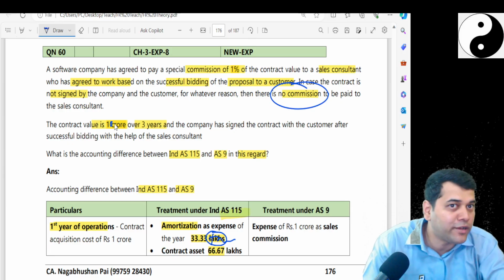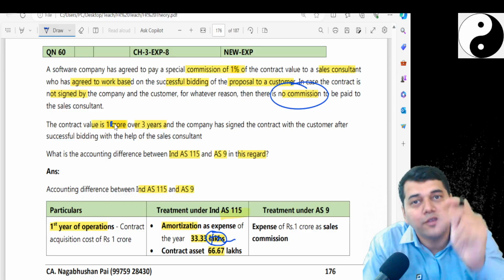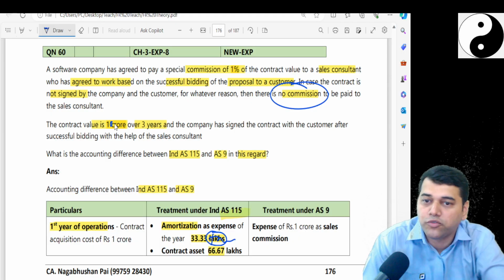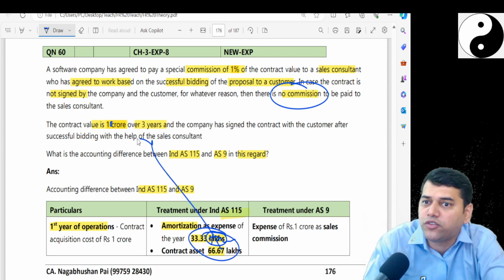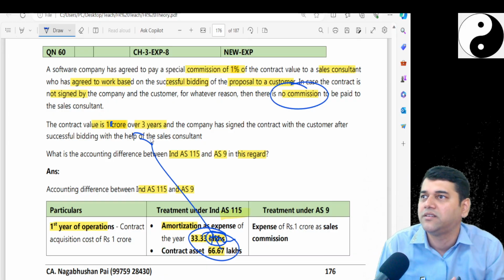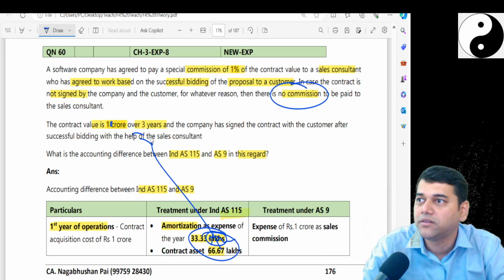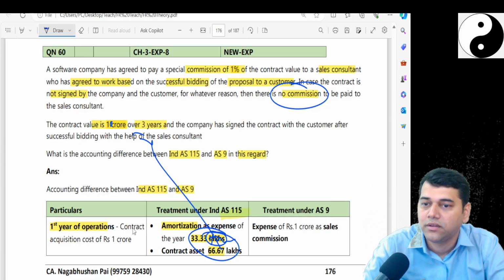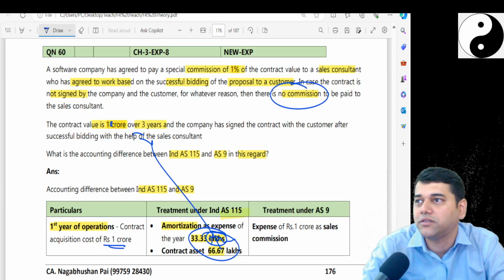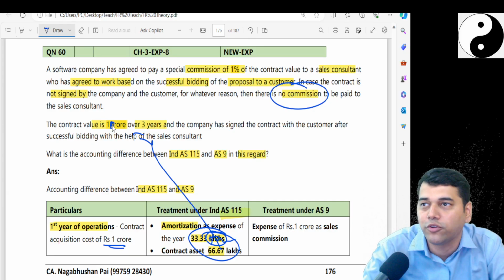There are no accidents. That is why I am telling you this can be highly probable, because this creates confusion. Both will exactly match with the value of the contract. Somebody will not understand what is the amortization of expense and contract asset, because it is matching with the contract value. See here, they give contract acquisition cost. That means the contract value should be 10 crore, no?